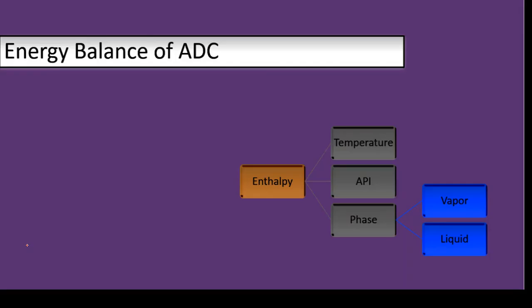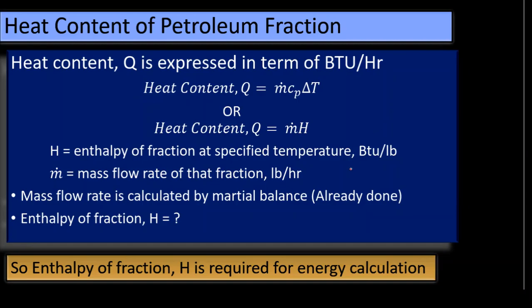So in this topic we'll discuss how to calculate the energy balance for the atmospheric distillation column. Now let us look at the calculations of energy balance and what the required parameters are. Energy balance, or the heat content, is represented by the Q value. It is expressed in BTU per hour, that is, British thermal units per hour.